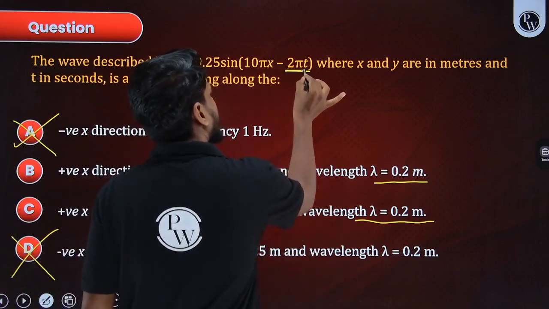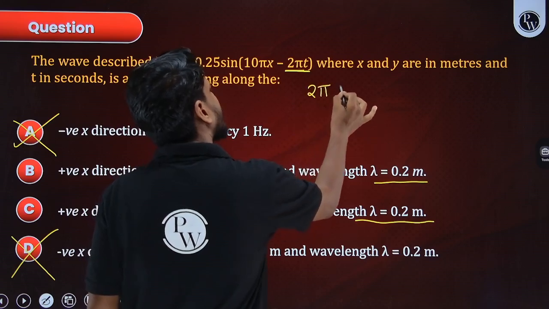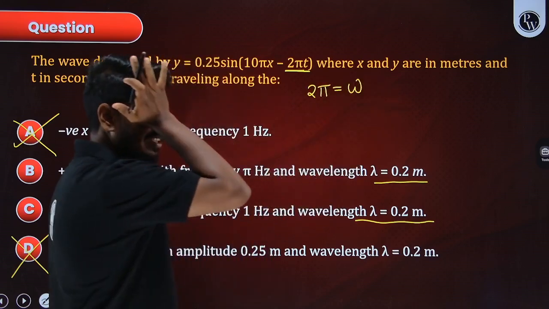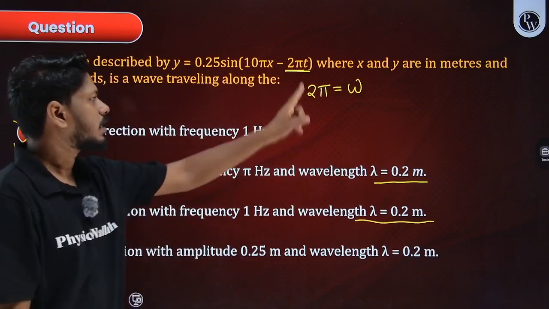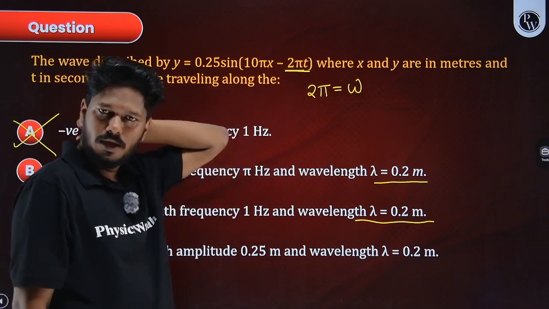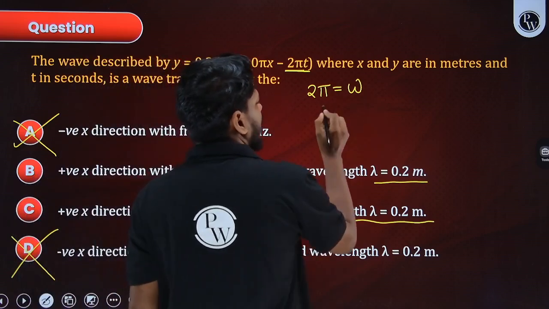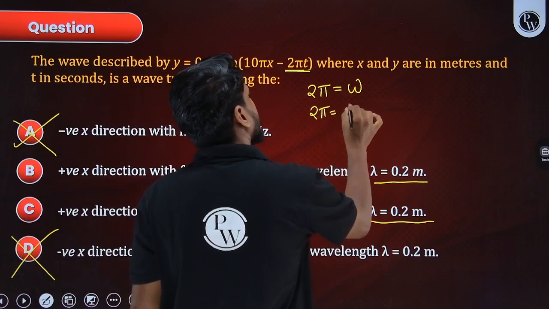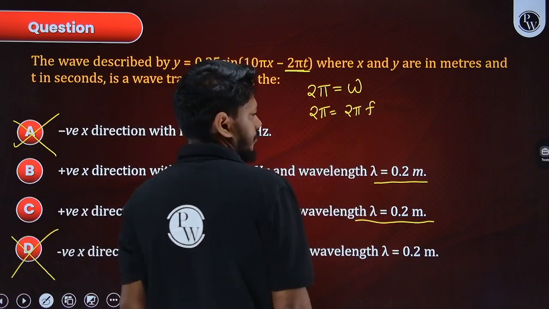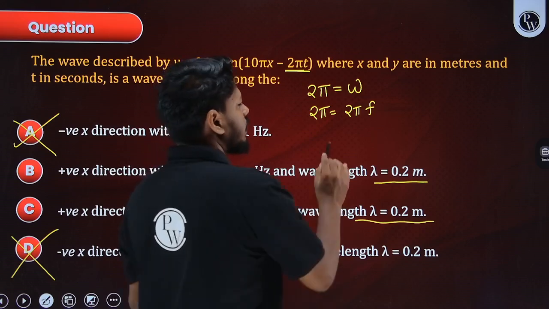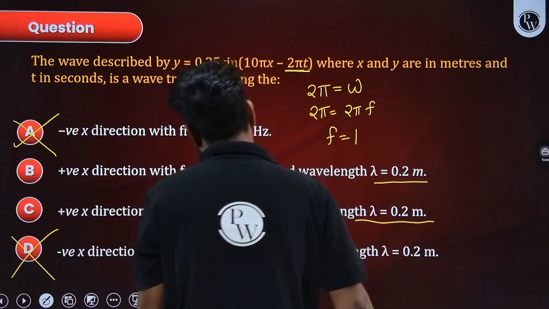So this 2 pi is equal to my omega, right? How do you know? The term which is in front of t is called omega. So 2 pi is equal to omega. From that I need to find frequency, right? 2 pi f. If I simplify, what will I get? f is equal to 1.